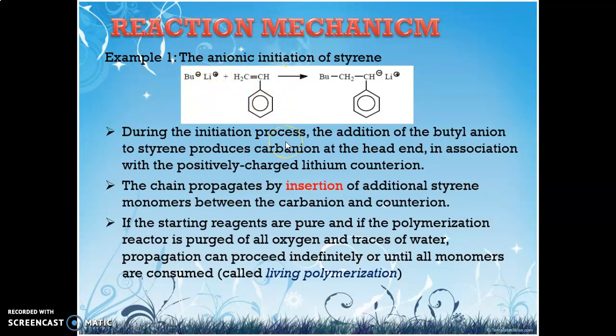During the ionization process, the addition of the butyl anion to styrene produces a carbanion at the head end, in association with the positively charged lithium counter ion. The chain propagates by the insertion of additional styrene monomer between the carbanion and counter ion. So if the starting reagents are pure and if the polymerization reactor is purged of all oxygen and traces of water, propagation can proceed indefinitely or until all monomer is consumed, which is called living polymerization.